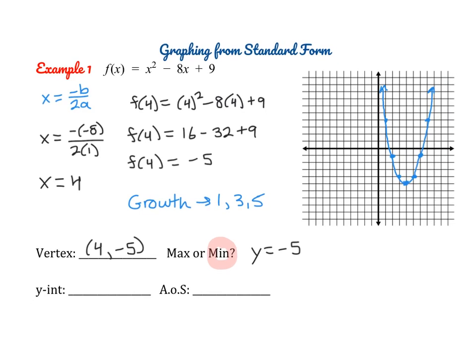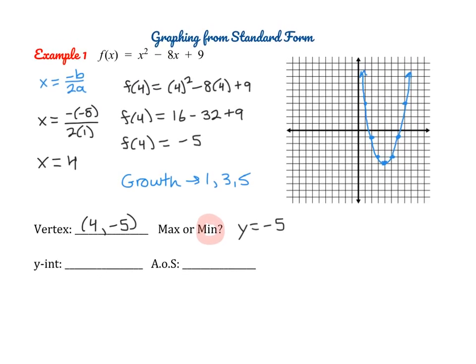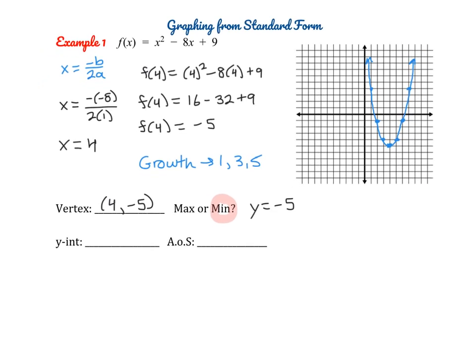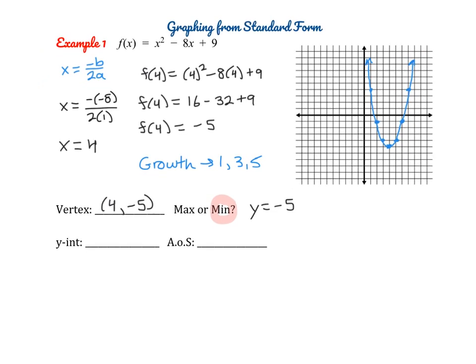Now let's find the y-intercept. Remember, we find the y-intercept by setting x equal to 0. So we're actually going to find f of 0. We substitute 0 wherever we see x: 0 squared minus 8 times 0 plus 9. So f of 0 is just 9. You're going to notice a pattern whenever it's in standard form: our y-intercept is always going to be that c value. So our y-intercept is at 0, 9.